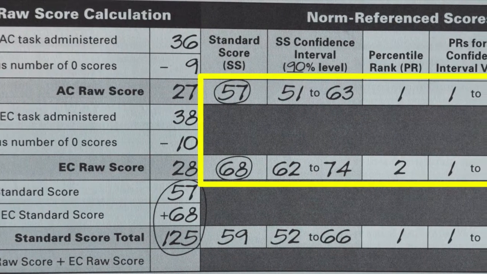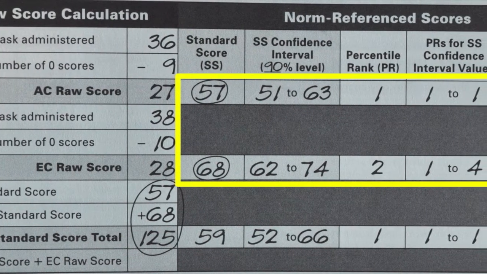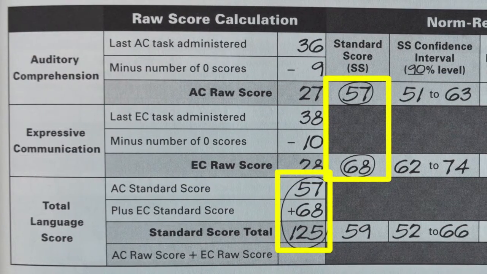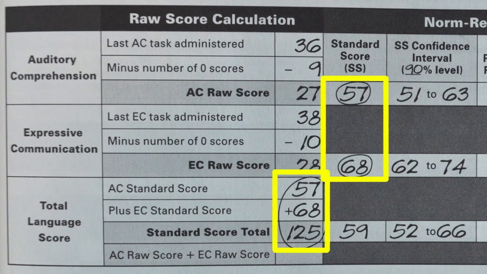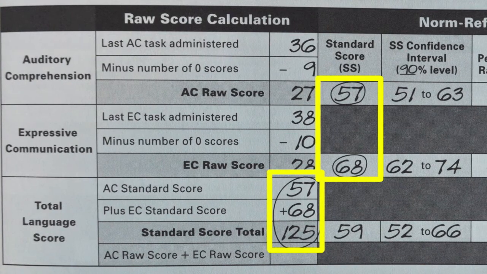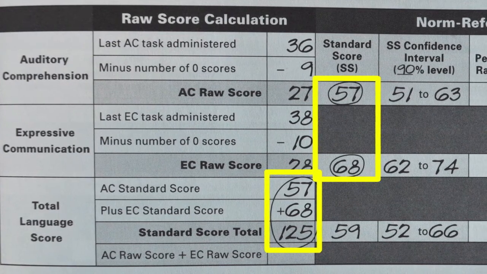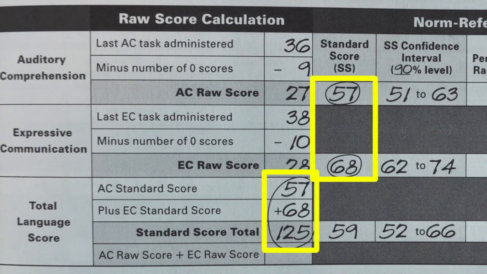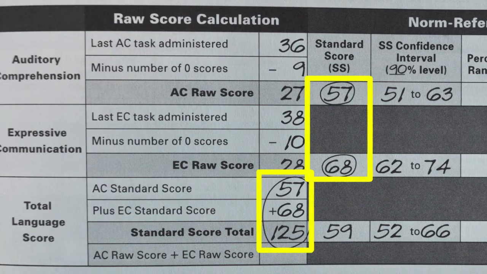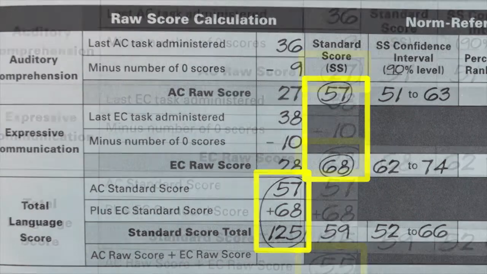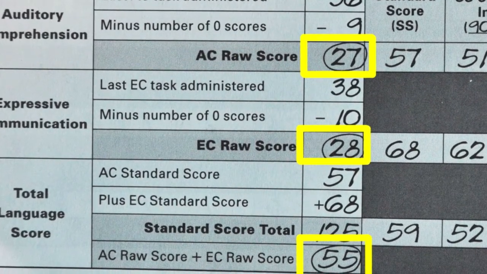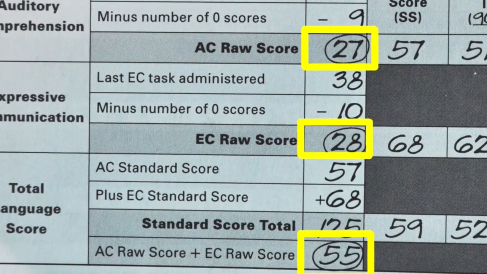This information is then recorded under the norm reference scores part of the table. With this information, you are then able to find the standard score total. This is done by adding the AC standard score and the EC standard score. In this example, 57 plus 68 gives us a standard score total of 125. Use table A17 to convert this score to a total language standard score and percentile rank. Lastly, you take the AC raw score and the EC raw score to get a sum of the raw scores for the total language score.